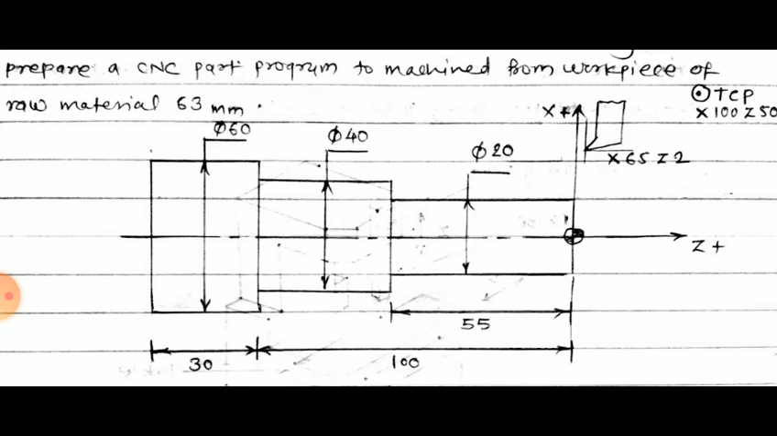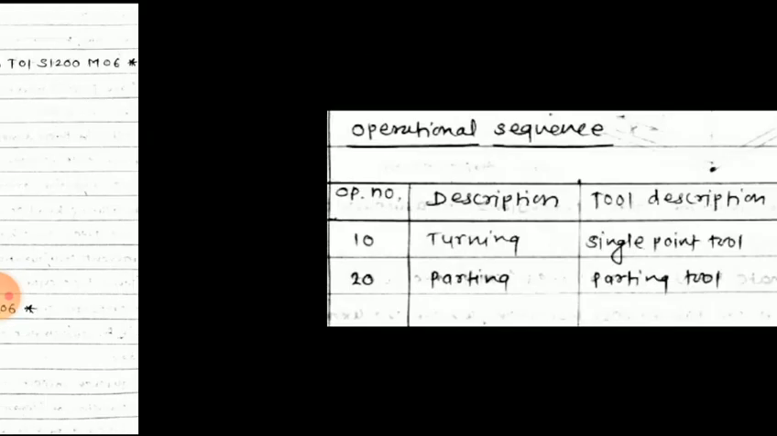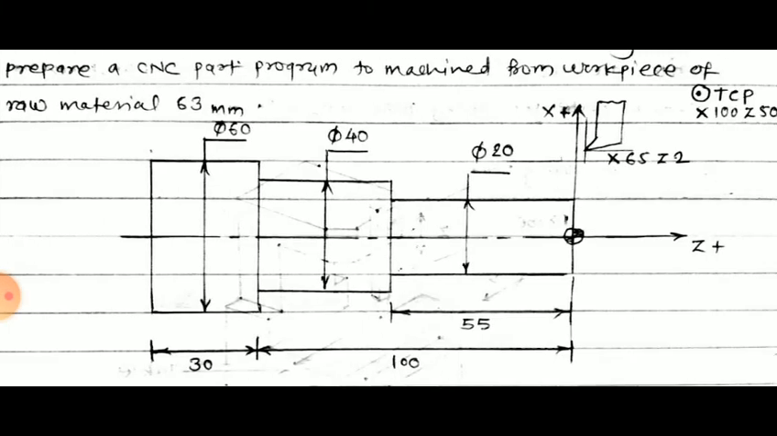Then the next block is N30 G01 Z minus 130 F120. So you can see in the program, N30 G01 Z minus 130 F120 means take the cut for making the whole diameter of diameter 60 for the total length of 130. So you can see the length that is given, that is 130. So you have to add that, 100 plus 30 means 130. So for that Z minus 130 is given. So make the whole diameter of the work, diameter 60.